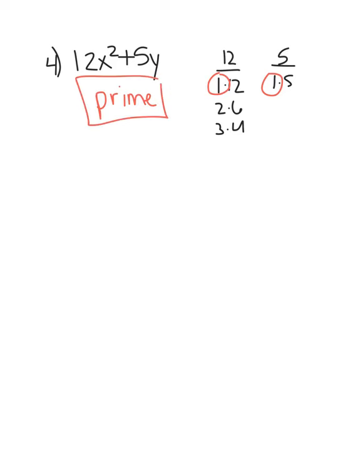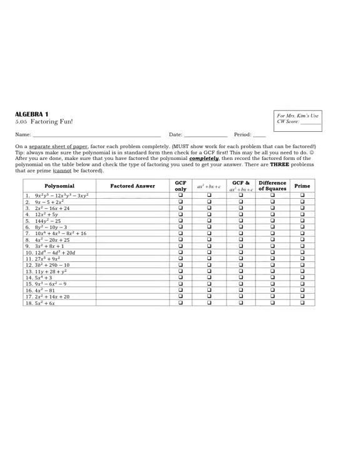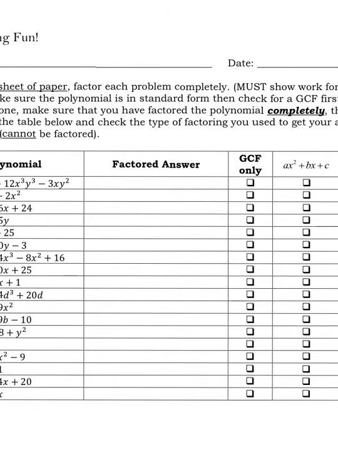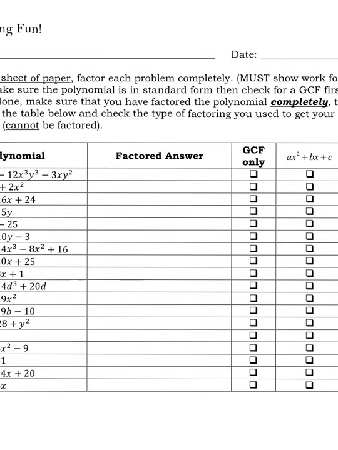So this number 4 is prime. Filling in my chart here, I'm going to make it bigger so I can write better. Number 1, 2, 3, 4 is prime. And sometimes when we write prime, when we write the factored answer, we would just rewrite the original problem, because it can't be factored. So the original problem is technically already factored because there's nothing you could do to it.